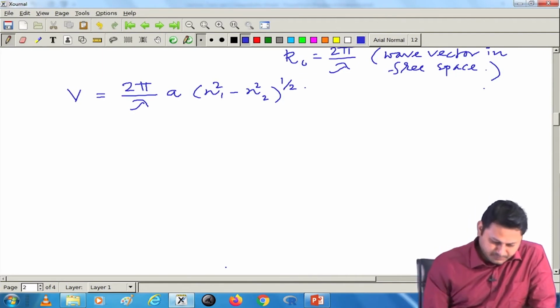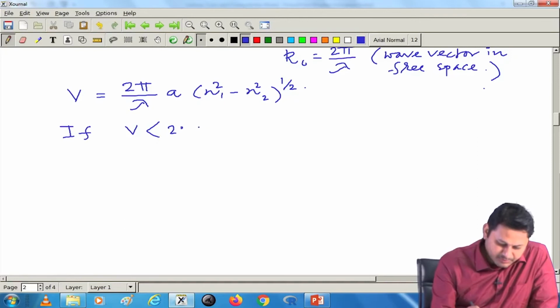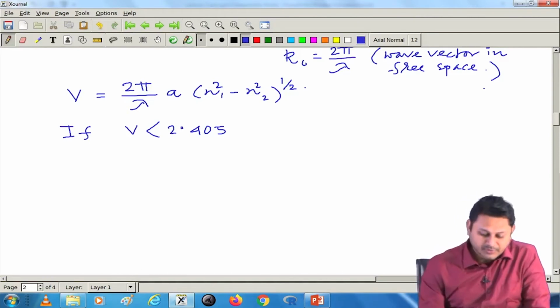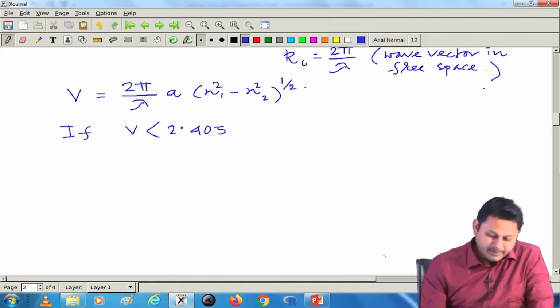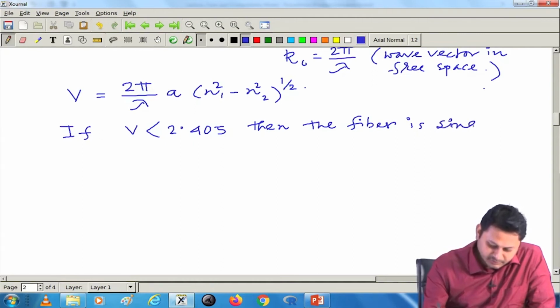And then if V is less than a certain value, this value I am writing 2.405. There is a critical value 2.405. Why is this value 2.405? We will discuss in our future classes. Then what happens? The fiber behaves like a single moded fiber, single moded.